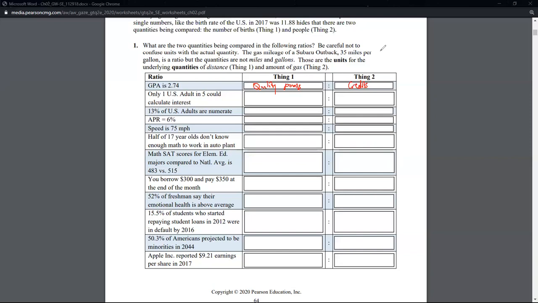All right, so back on track. Only one US adult in 5 could calculate interest. So when they say interest, they're talking about credit card interest, or the interest you earn on a savings account, or things like that, things that we'll study extensively in here. So only 1 out of 5 can do this thing.